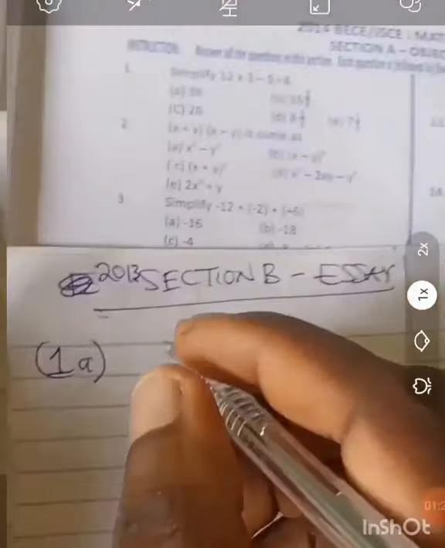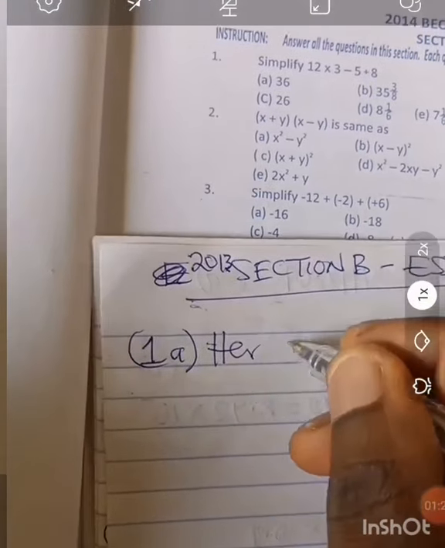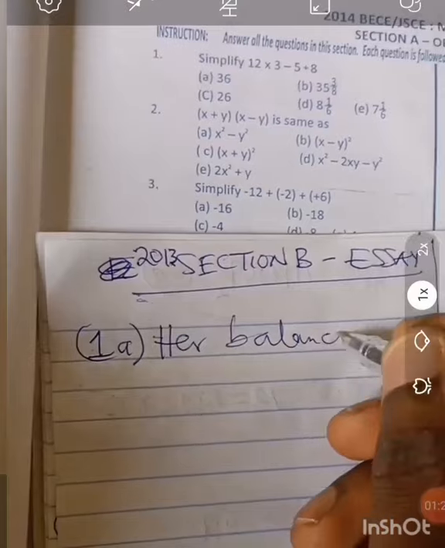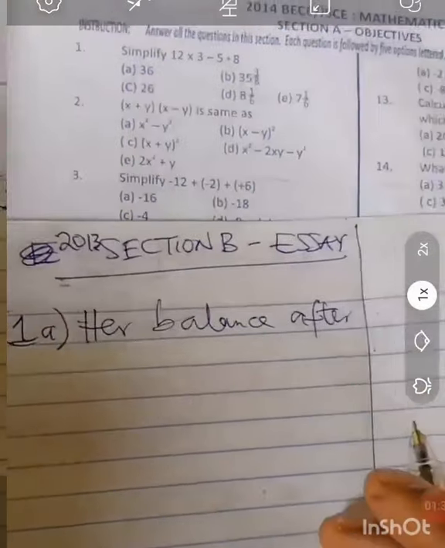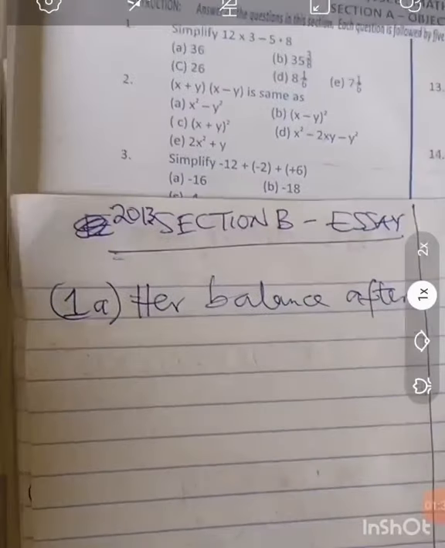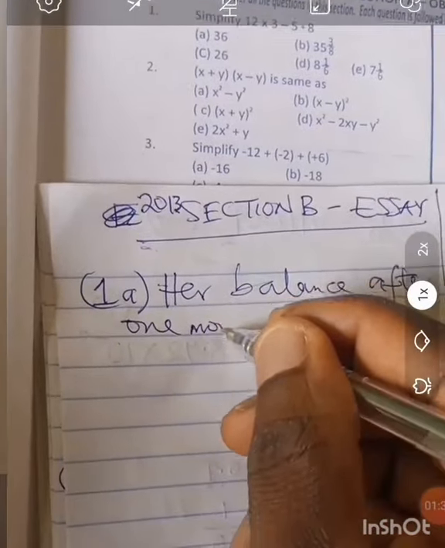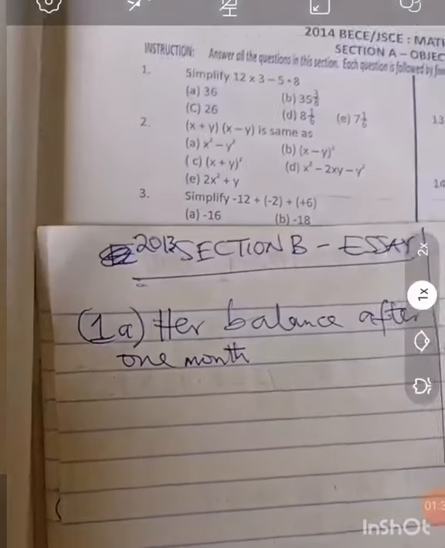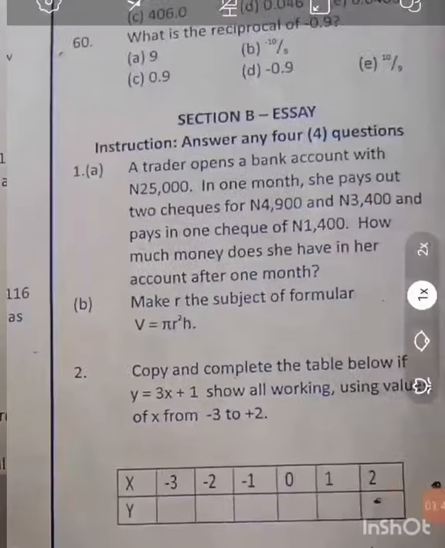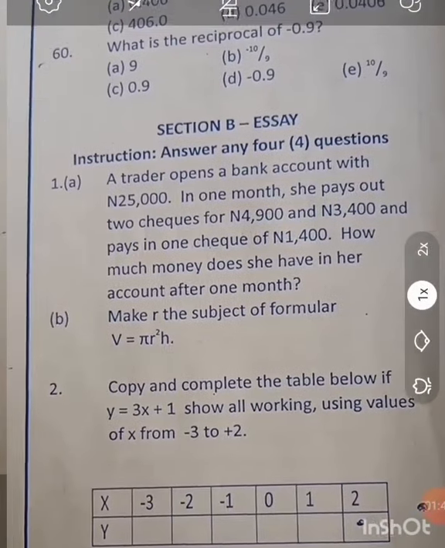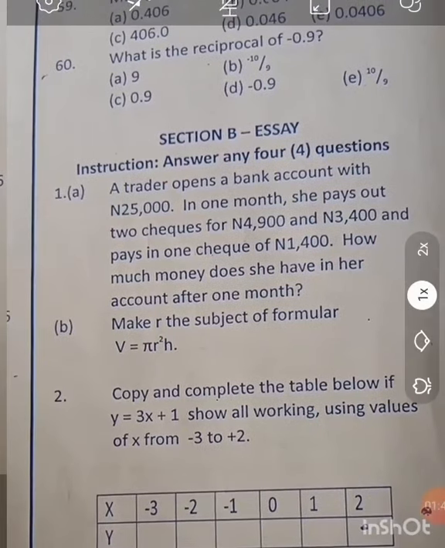So we'll go ahead and say that her balance after 1 month. Remember, this word problem is like an essay question, so you have to write down this statement. Her balance after 1 month, that is, how much does she have in the account? The first thing, how much did she deposit in the account? She deposited 25,000 naira.